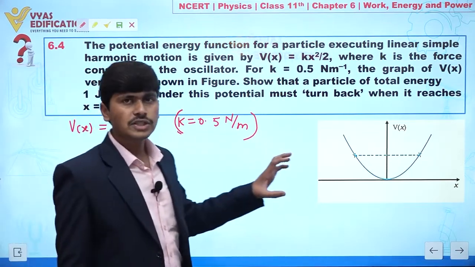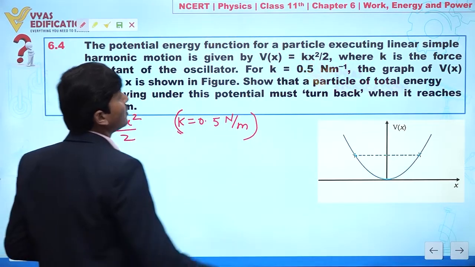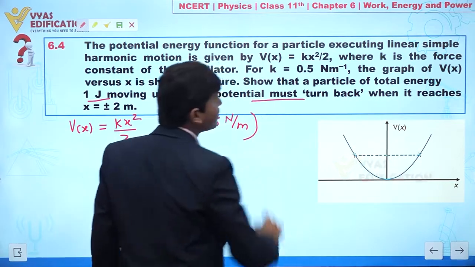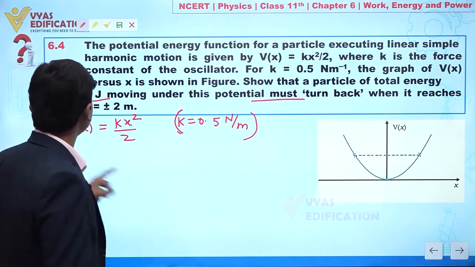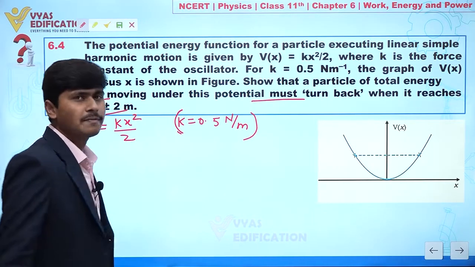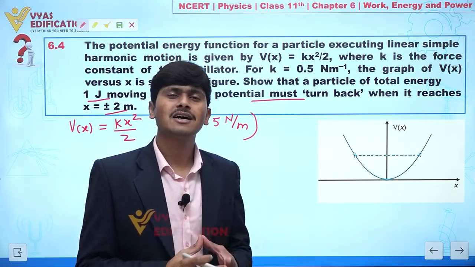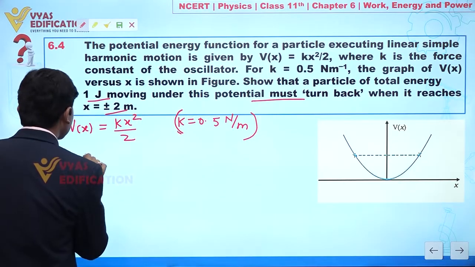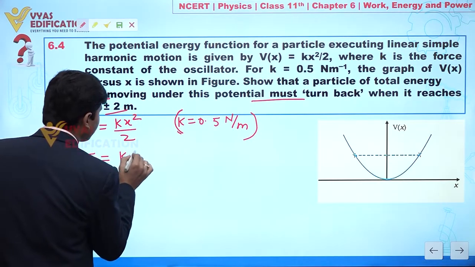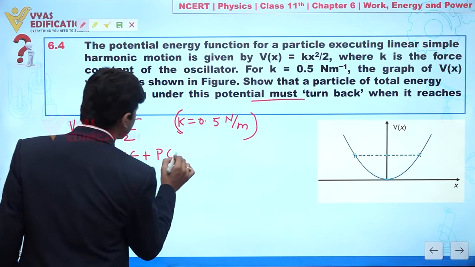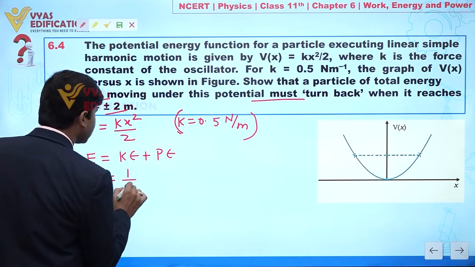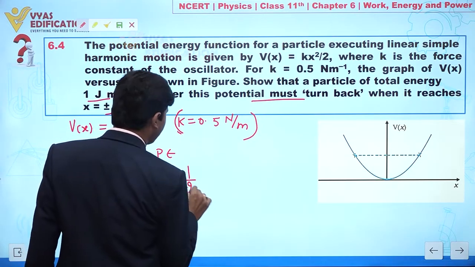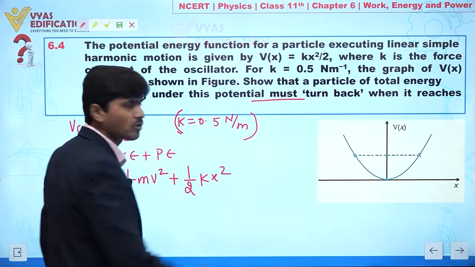Now in this question it is given, we have to show a particle of total energy 1 joule moving under this potential must turn back when it reaches x equal to this one. Clear? So first we will write here the general expression of total energy. So I can say total energy is given by kinetic energy plus potential energy. Clear? Kinetic energy is given by half of mv square plus, this is given by 1 by 2 kx square according to the question.